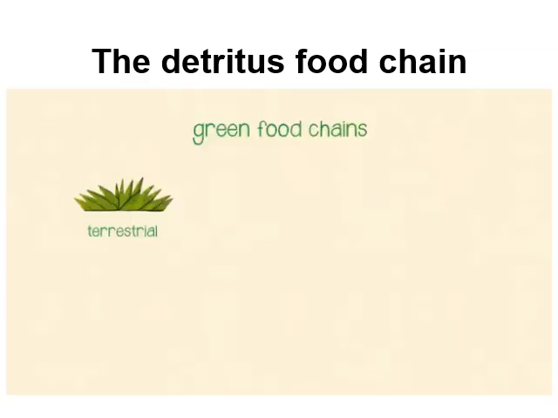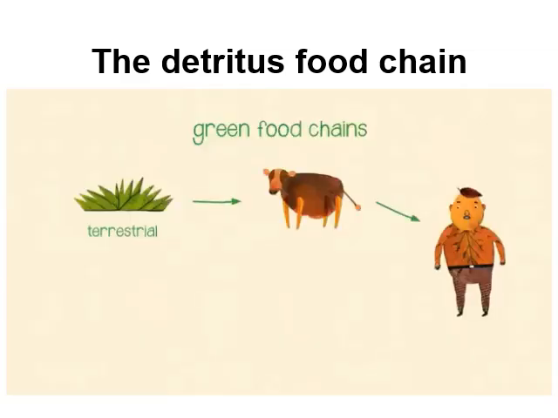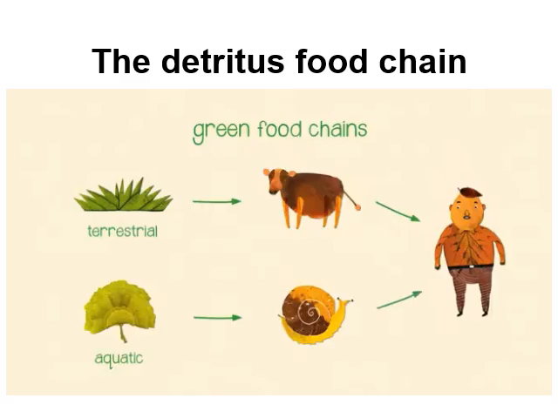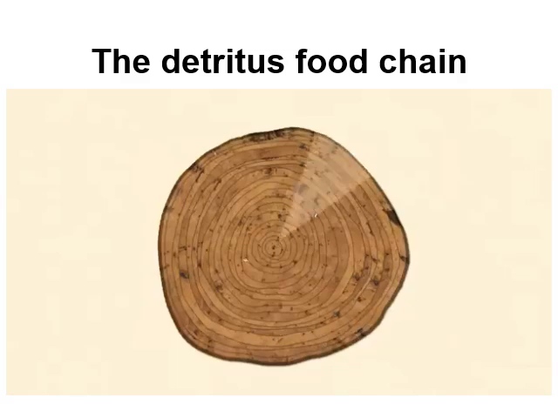You've probably seen illustrations like this, or this. These green food chains start with living plants at their base. But in real-life terrestrial ecosystems, less than 10% of plant matter is eaten while it's still alive. What about the other 90?